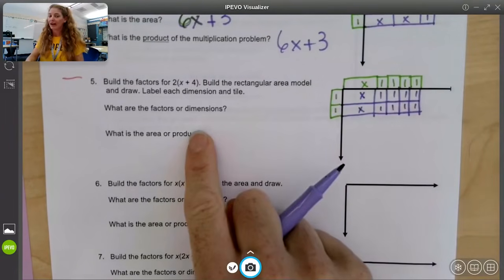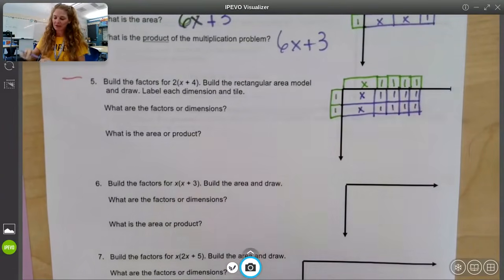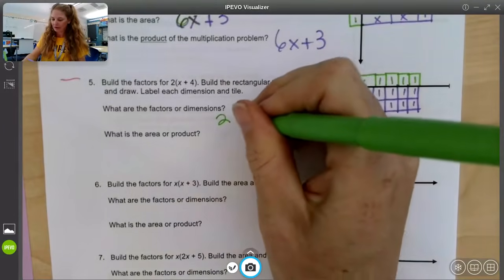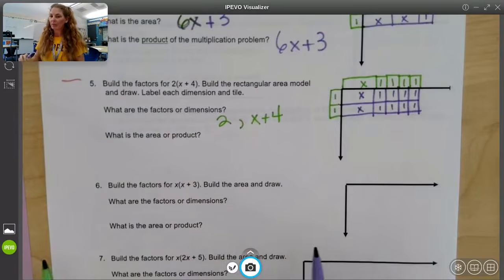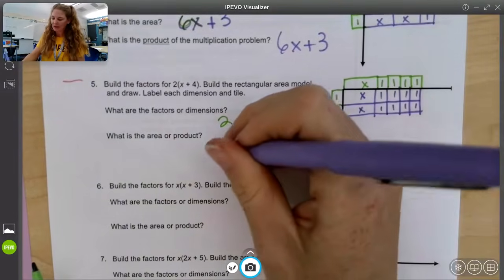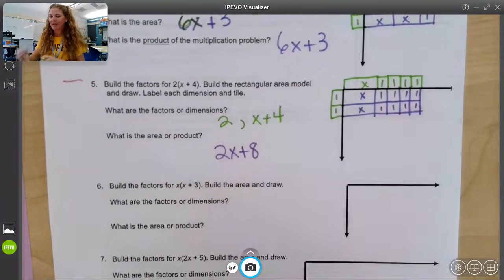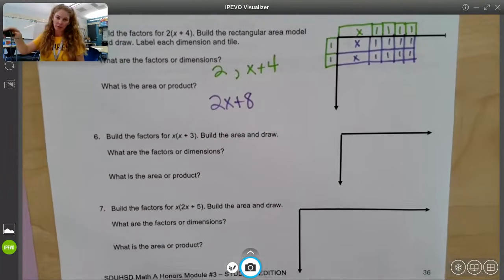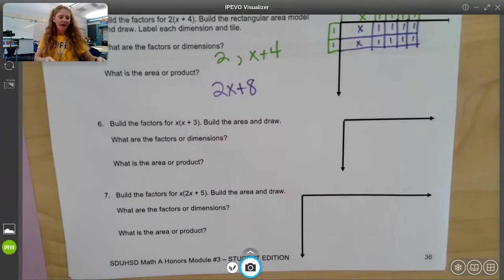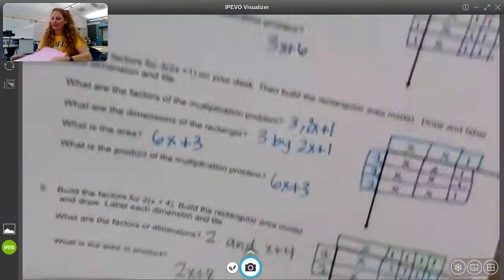So again, what are our factors, also known as our dimensions? 2 and x plus 4. And what is our area or product here? That's what's on the inside, which is 2x plus 8. Perfect. Why don't you finish the next 2 problems on this page, and we'll go over them in just a moment. You pause the video and finish. Perfect. Let's take a look at how we did.